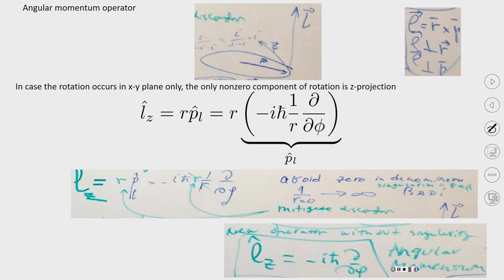So, cross product of the distance from center to moving object times momentum. And by the rules of cross product, it is oriented 90 degrees to both. Right? The quicker the rotation, the larger is angular momentum.